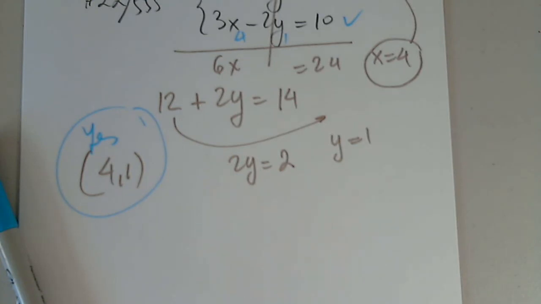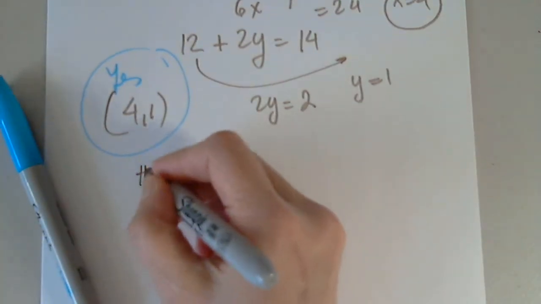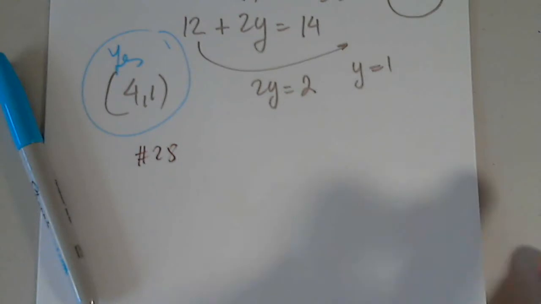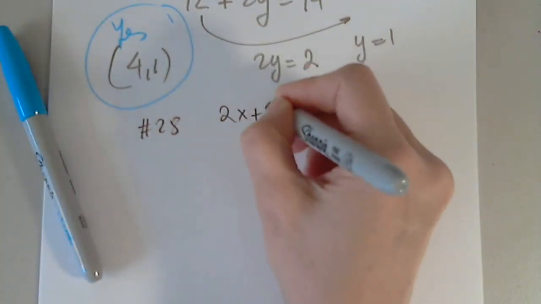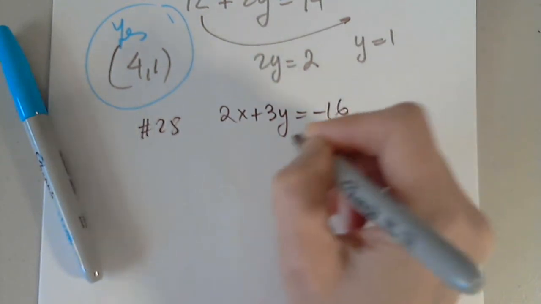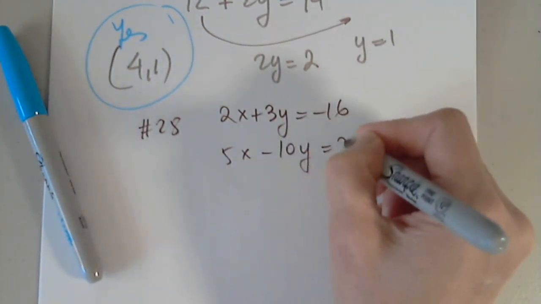Okay, let's look at a slightly more difficult situation, like 28. 28 is not that straightforward. Here's why. So 2x plus 3y equals negative 16, and 5x minus 10y equals 30.